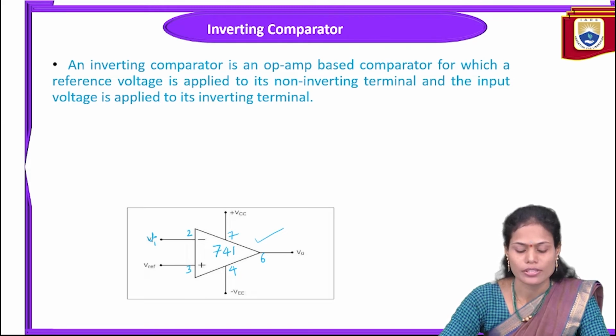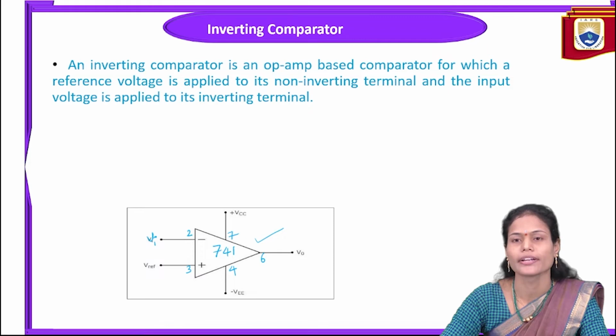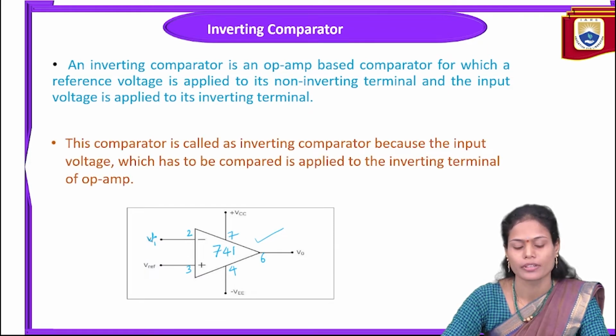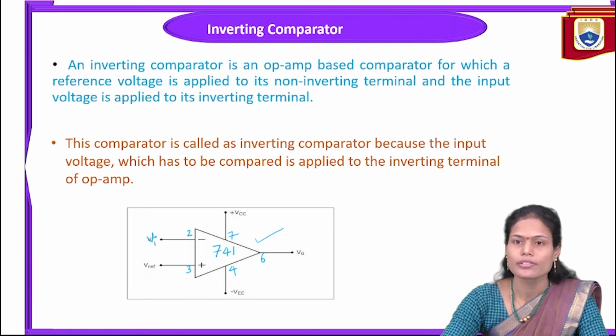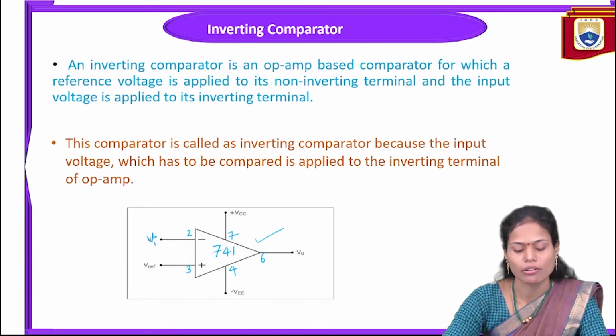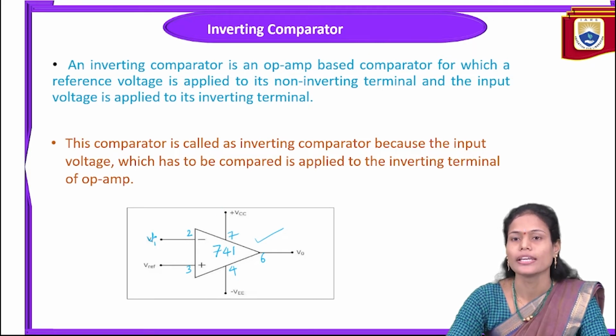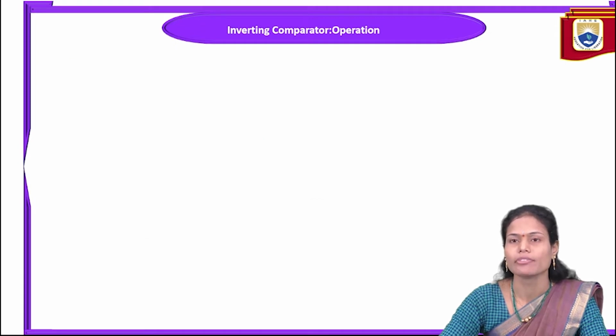In this case, as I already mentioned, for the inverting terminal we are providing the input voltage, and across the non-inverting terminal we are providing the reference voltage. This comparator is called an inverting comparator because the input voltage which has to be compared is applied to the inverting terminal of the operational amplifier. Because of that reason we call it the inverting comparator. Now we will see the operation of this inverting comparator.